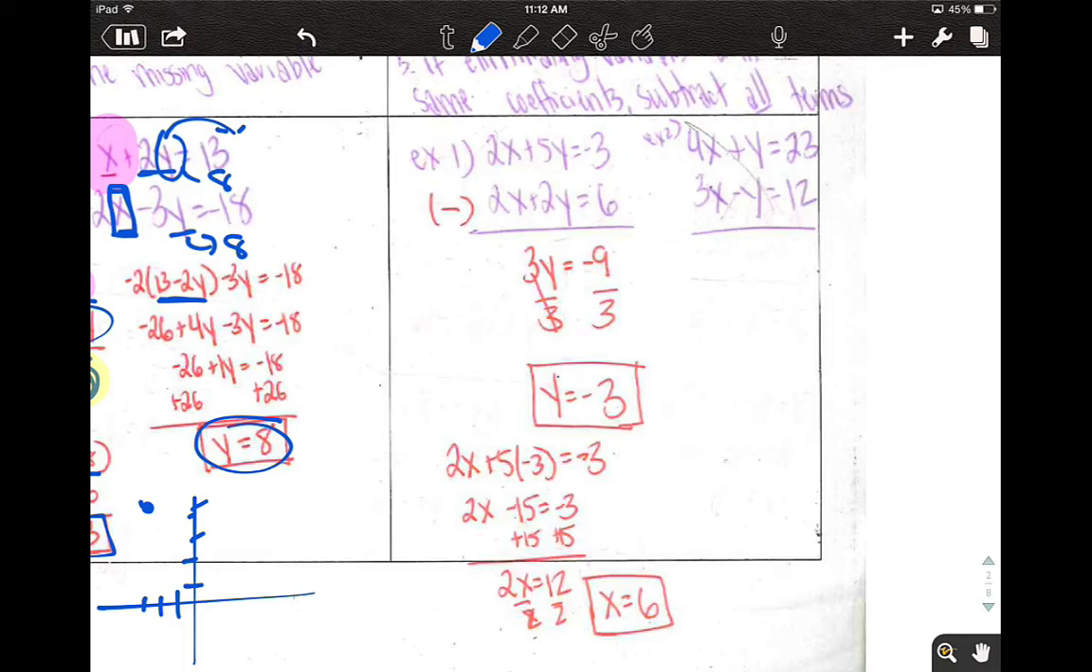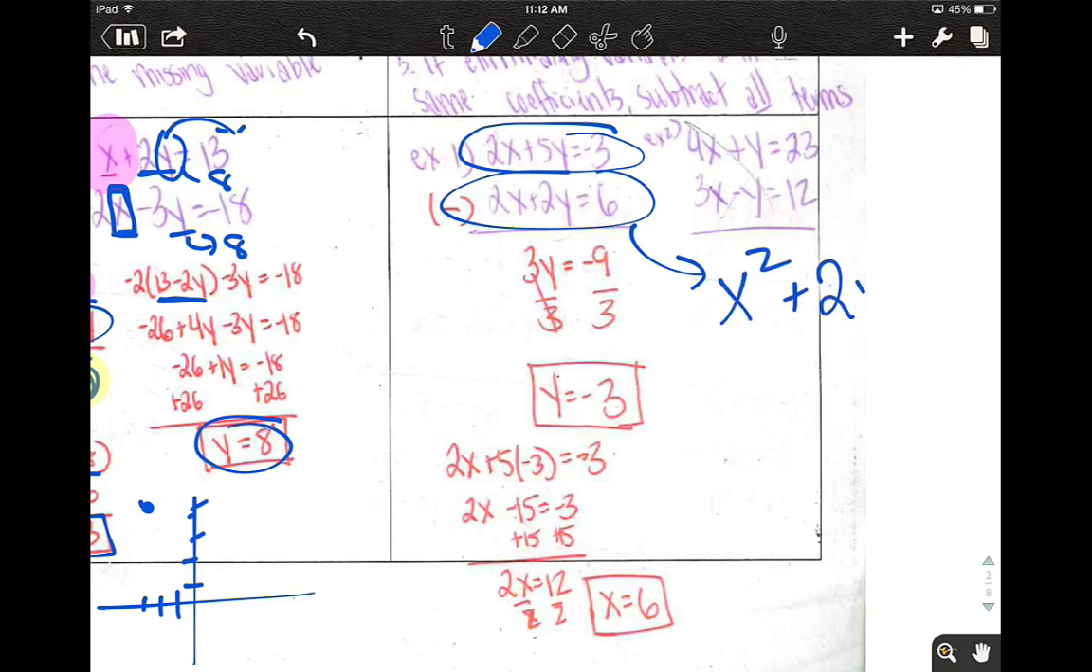Elimination was kind of a fun one, and I'm not going to go through this one too much because when we do this with quadratics, elimination doesn't actually work. Why? Because this one has an x and a y, but if this were a quadratic function, you'd have x squared plus 2y equals 6. Those won't cancel out because they're not like terms.